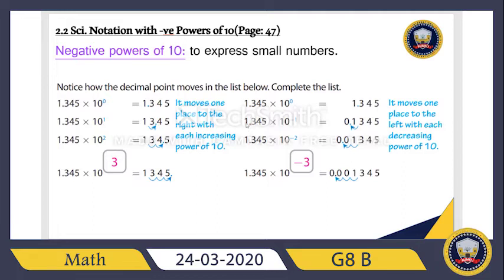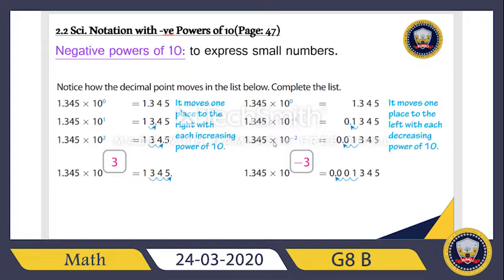Now the second number is 1.345 times 10 to the power of minus 1. This time, I'm going to move the decimal point to the left. So it will be 0.1345.